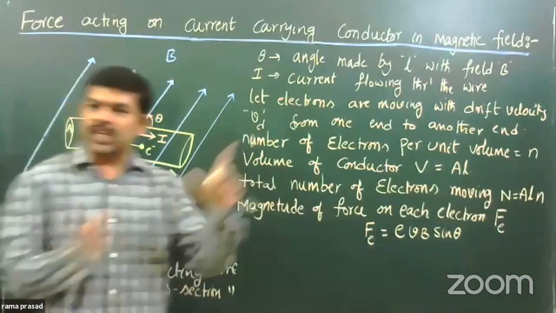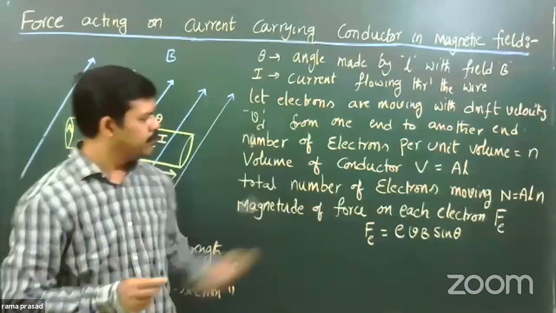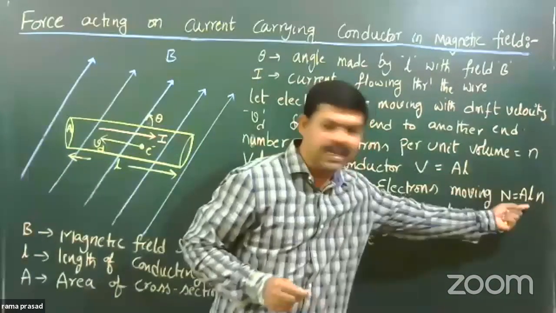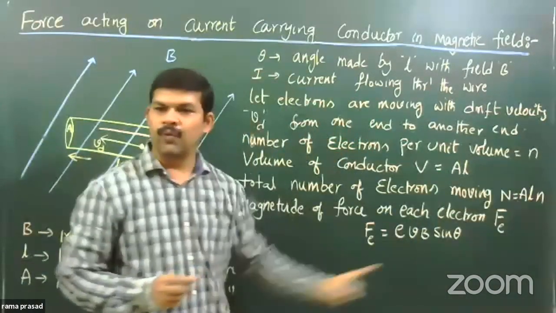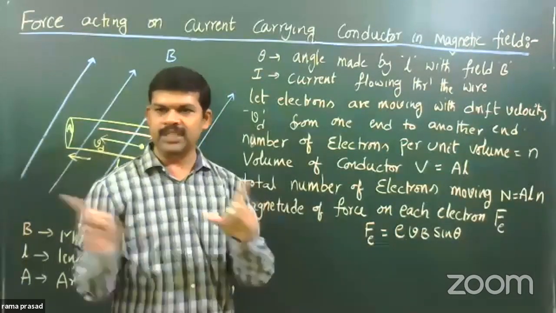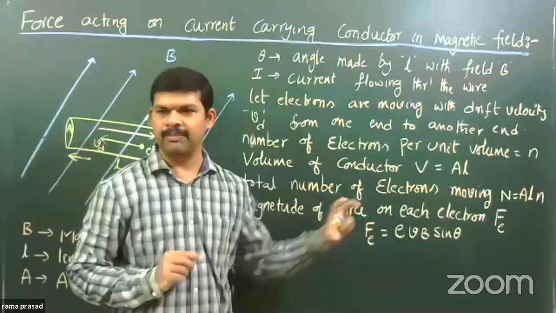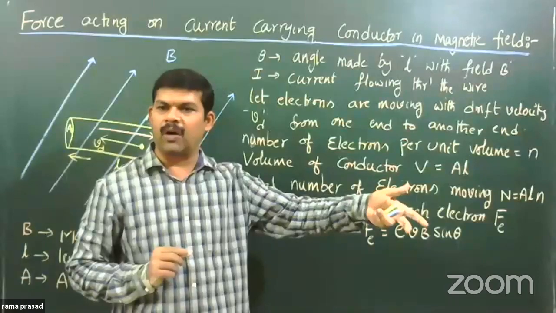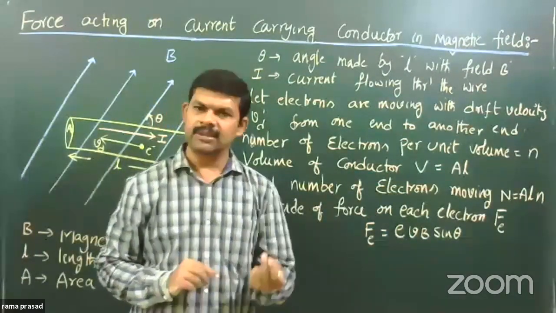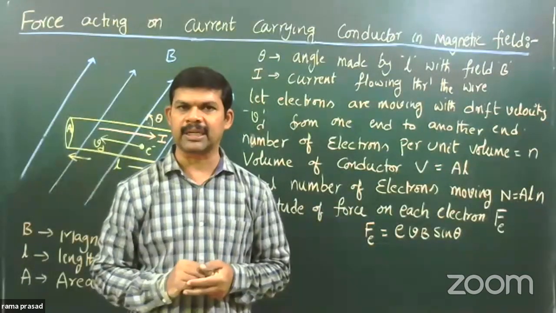Then what is the total force acting on the conductor? There are how many electrons? Total number of electrons, ALN. Force on each electron, e v B sin theta. Then what is the total force acting on the conductor? The total force acting on all the electrons moving from one end to another end, if you calculate, is equal to the total force acting on the conductor.